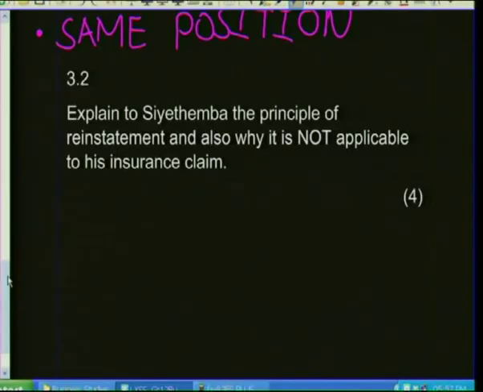Let's see what 3.2 asks. It says, explain to this man the principle of reinstatement and also why it is not applicable to his insurance claim. Now, let's think a bit. When we did insurance, what does it mean? What was that principle of reinstatement? Firstly, I need to define this.